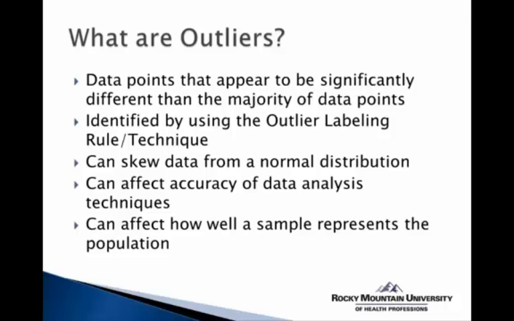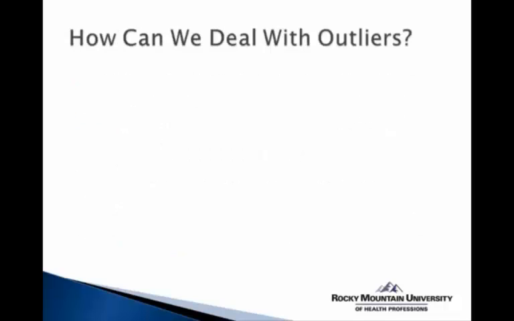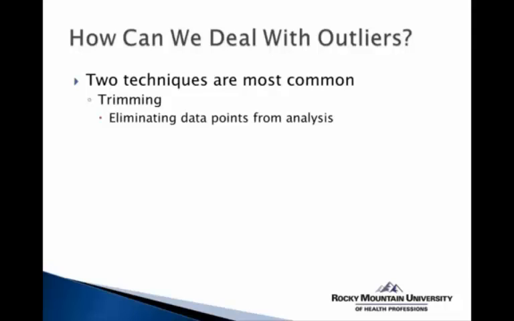So we've talked about what outliers are, why they're important, and why we need to try and identify them. Now let's talk about some of the different techniques we have for dealing with them. Now there are two techniques that are considered to be the most common, and they're techniques that are used in two different kinds of situations. And the first technique is called trimming.